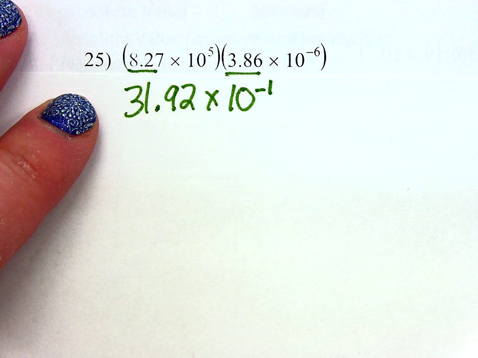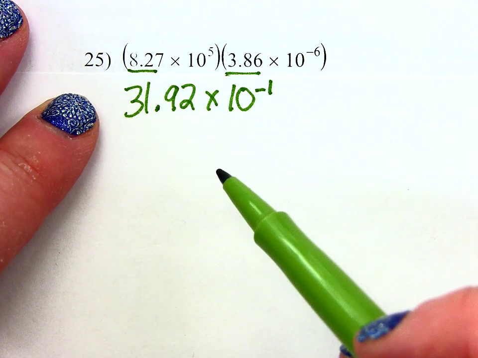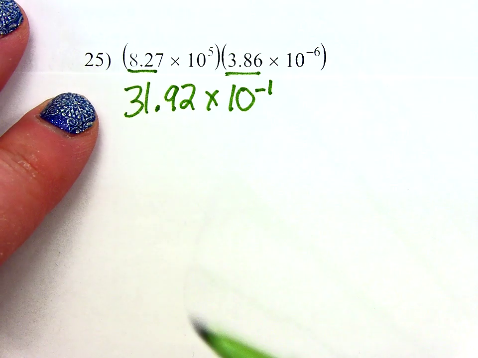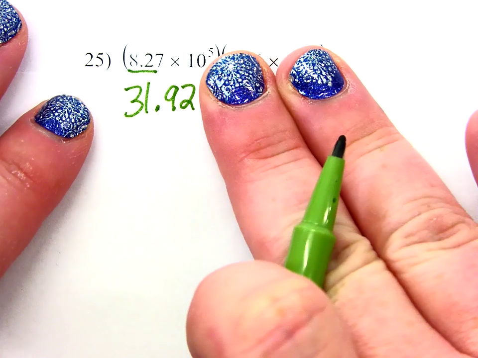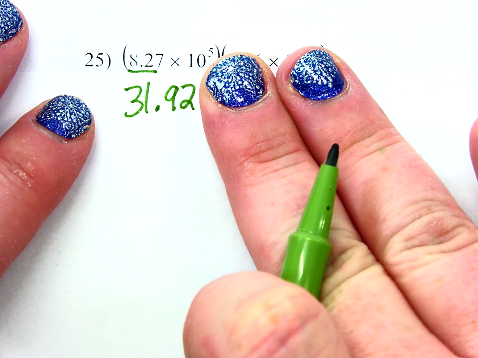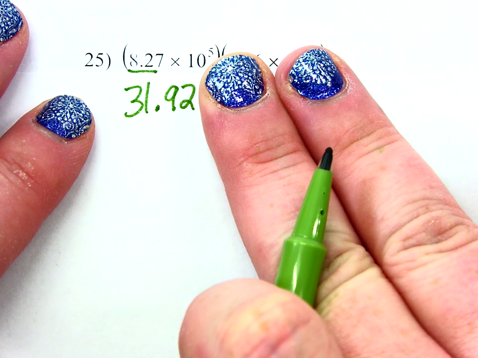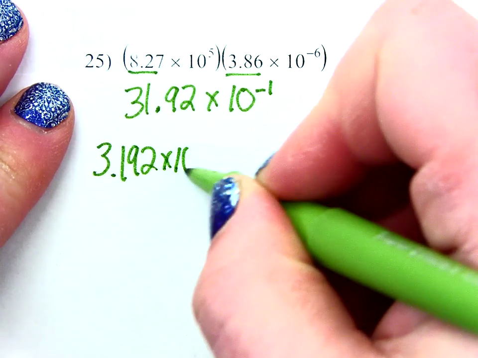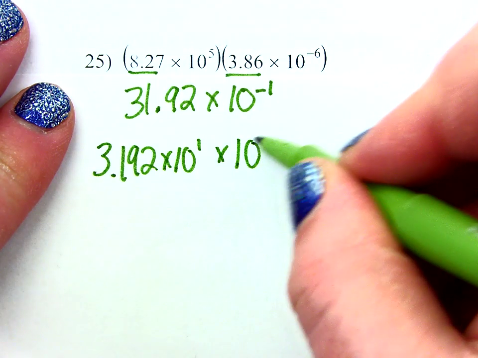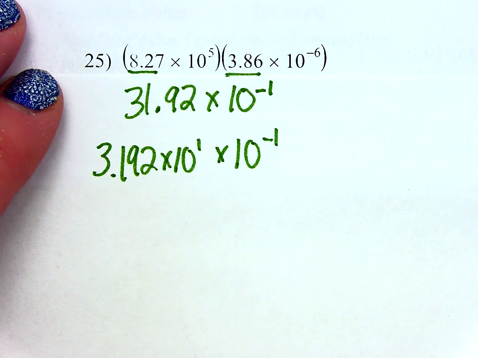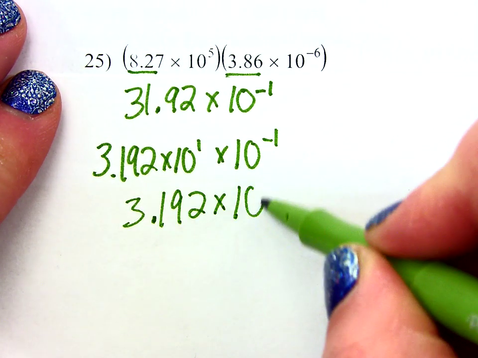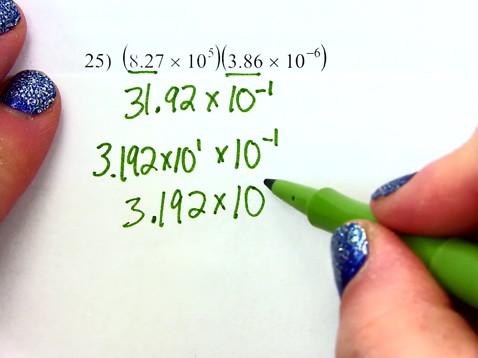You can't give me this as an answer, though, because the instructions say to write each answer in scientific notation, and that is not correct scientific notation because that number is not between 1 and 10. So again, I need to adjust. So just look at that number. If I'm going to write that number in scientific notation, it would be 3.192 times 10 to the first. And then I bring down this times 10 to the negative 1. So it just so happens that this number comes out to be 3.192 times 10 to the 0.